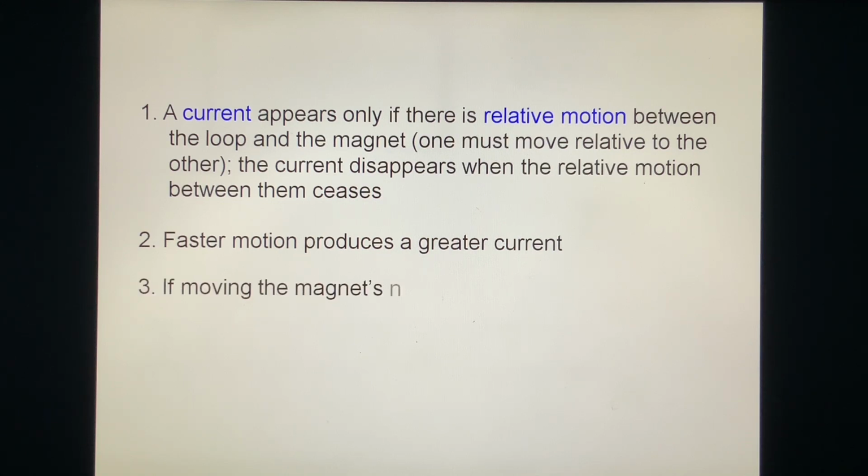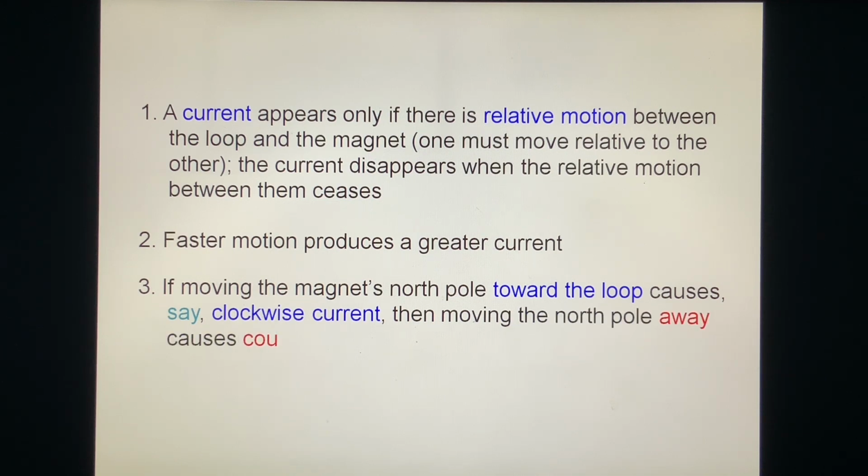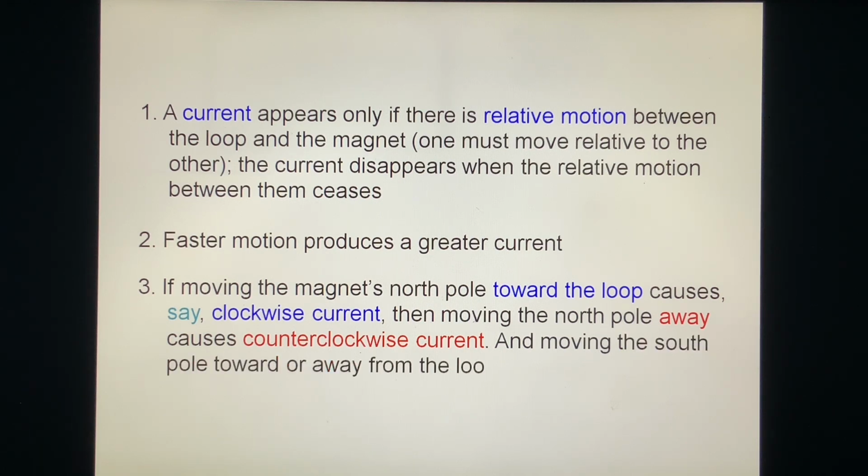Three, if moving the magnetic north pole towards the loop causes, say, clockwise current, then moving the north pole away causes counterclockwise current. And moving the south pole to or away from the loop also causes current, but in the reversed direction.